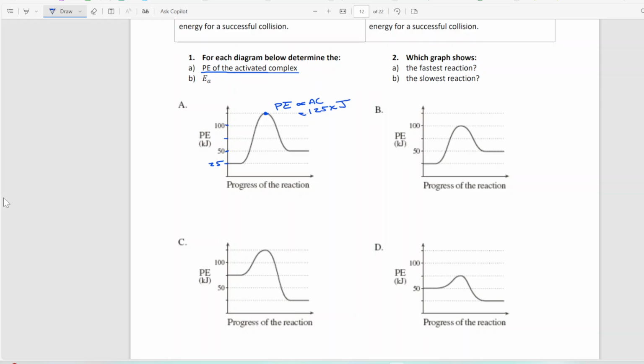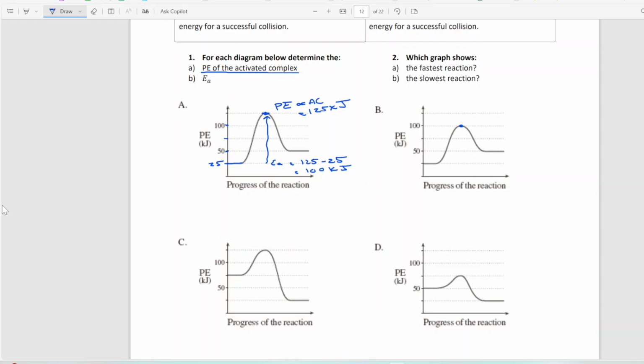Then if we talk about activation energy, it is the energy from the reactants to the peak of the activated complex. So it's going to be the amount of energy that needs to be gained as potential energy. So it's going to be this space here. So it's going to be equal to 125 minus the energy of the reactants, which is going to be 100 kilojoules. Okay, let's keep going for the next 4. I'll do another one with you and then you can pause the video.